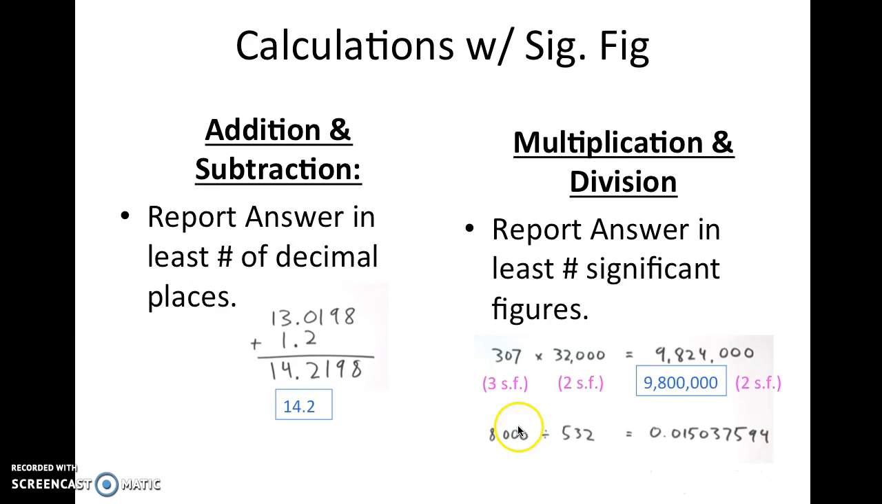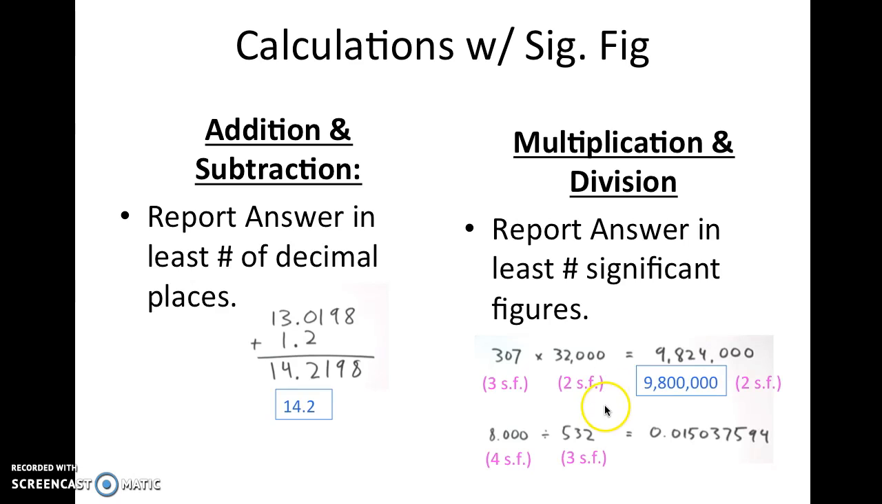Okay, last example here, we are dividing now. This is 8.000, so notice that there's a decimal point there. How many significant figures do you think are there? That's right, since the decimal point is present, we're starting from the Pacific side to the Atlantic. There's 1, 2, 3, 4, 5. Then the other number, how many significant figures? 3. So the 532 just has 3.